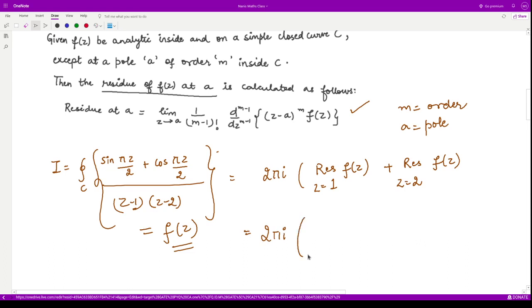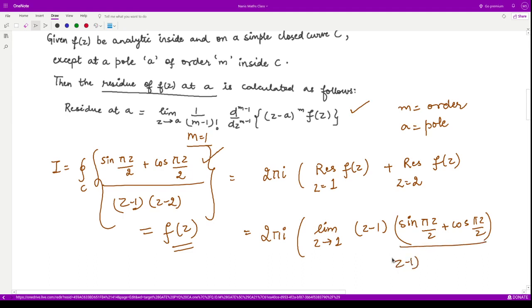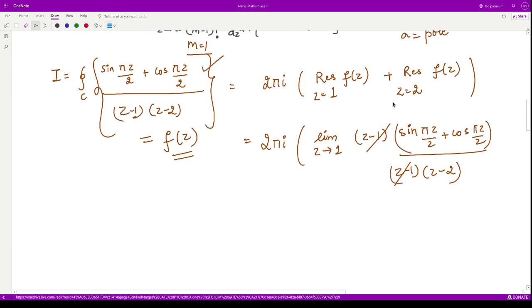So we would have 2 pi iota. In order to calculate the residue at the point z is equal to 1, the value of m is equal to 1 here, so the derivative would be the 0th order derivative, which is meaningless. So it would simply be the limit z goes to 1 of (z minus 1) raised to power 1 multiplied by this f(z), that is (sin(pi z/2) plus cos(pi z/2)) divided by (z minus 1)(z minus 2). So from here this term and this term cancel.